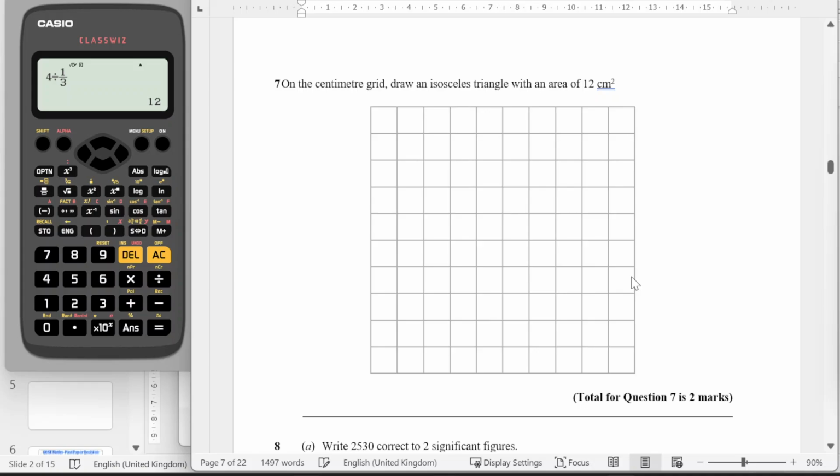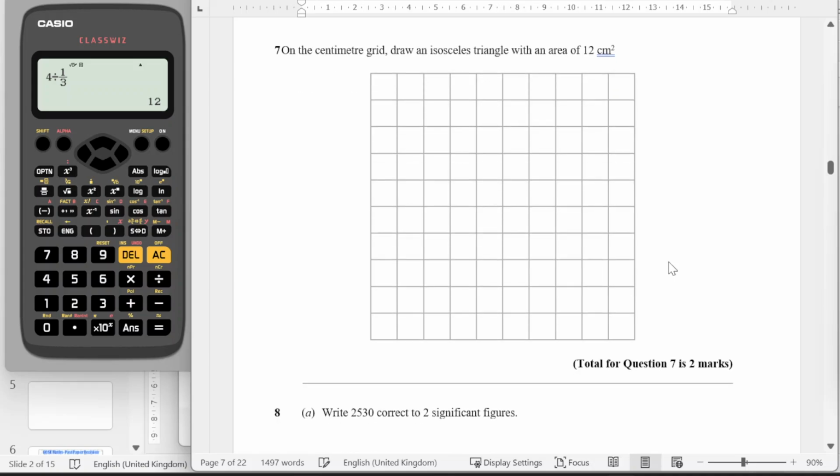Okay, and question 7. On the centimeter grid, draw an isosceles triangle with an area of 12 centimeters squared. Remember, a similar question to this. So basically, the area of a triangle is equal to a half base times height. So we're saying that 12 is equal to a half of whatever the base times by the height is. I'm just going to keep calling it B times H for now. So we want to double both sides, 24 is equal to the base times by the height. So I want two numbers that times together to make 24. 6 and 4 work pretty well.